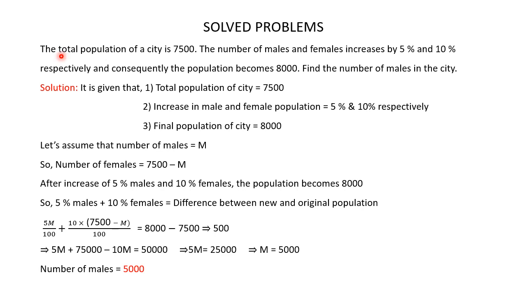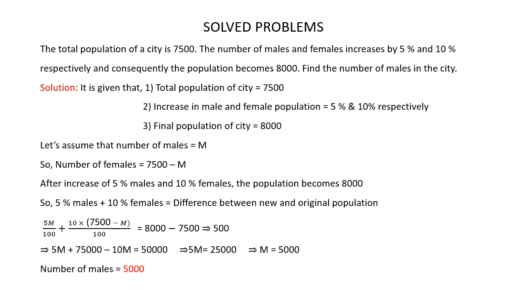The total population of a city is 7,500. The number of males and females increases by 5% and 10% respectively, and consequently the population becomes 8,000. Find the number of males in the city.